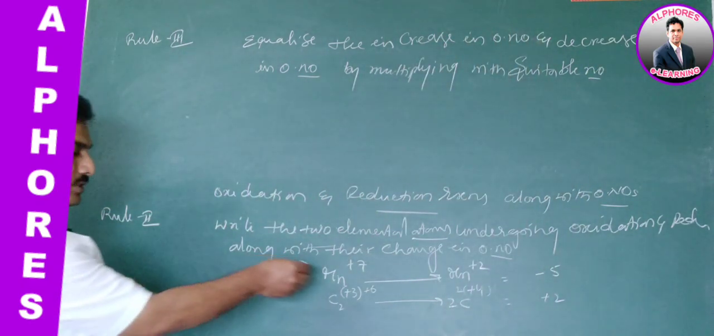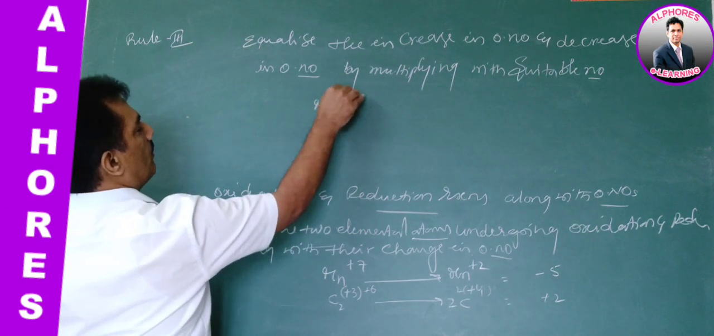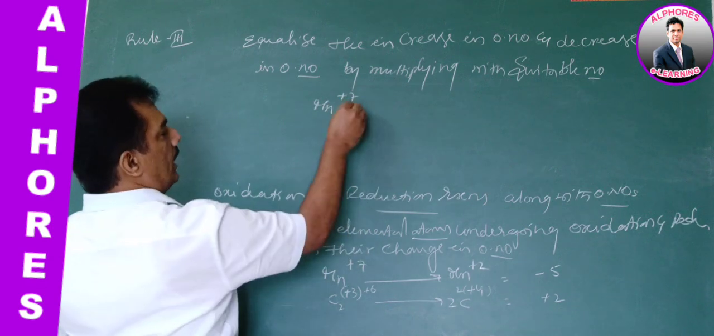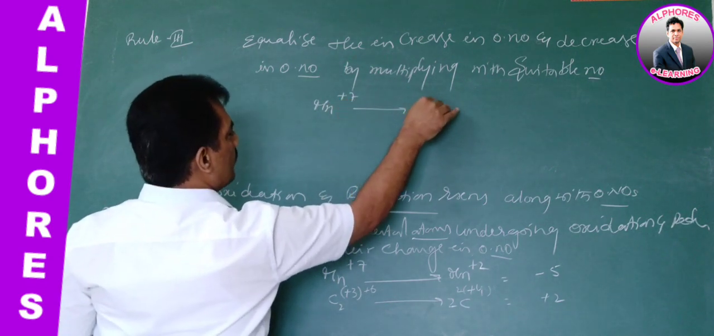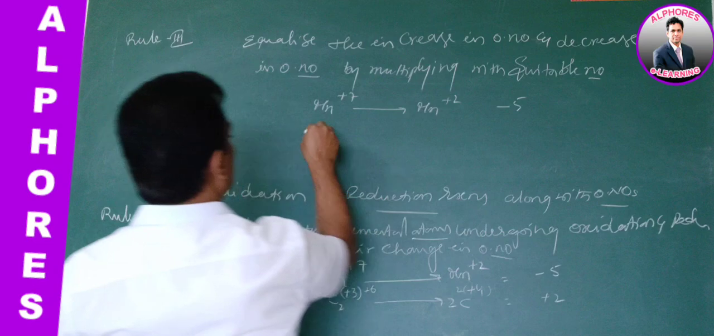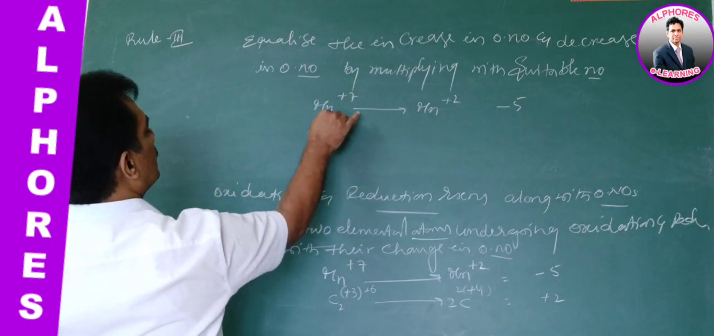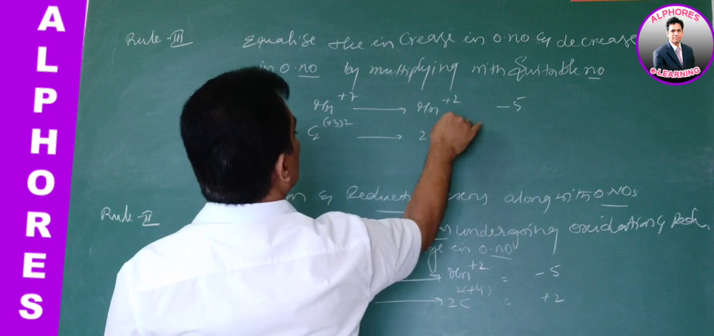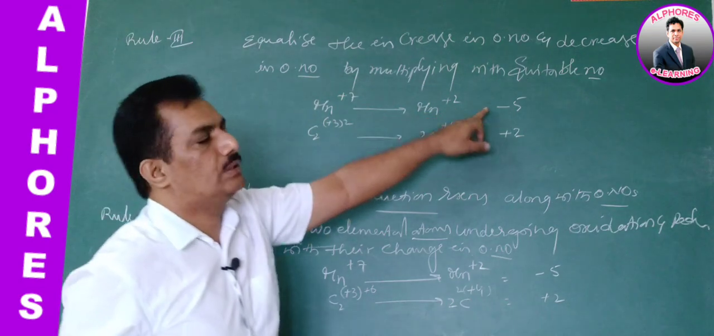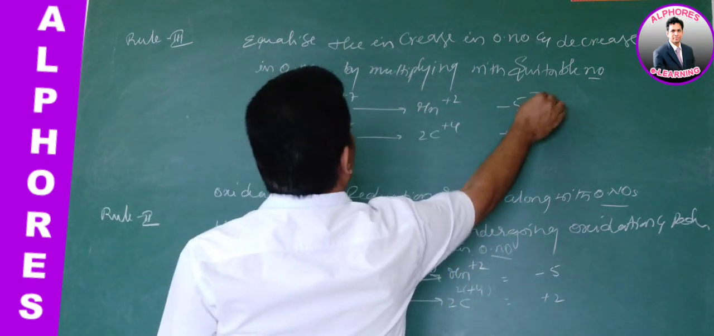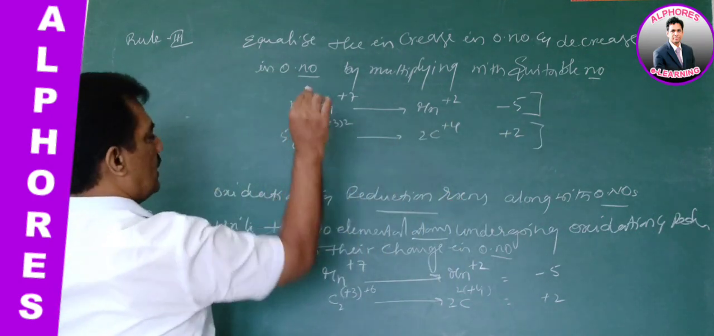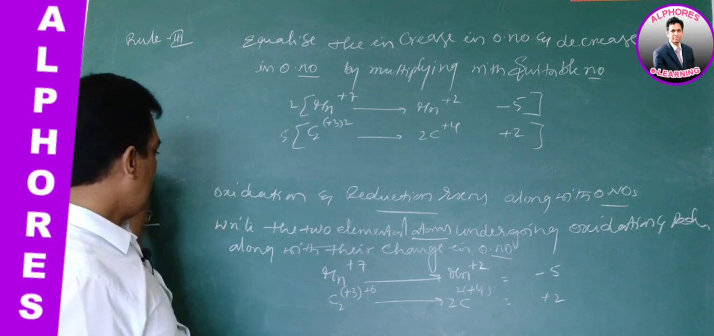Here what they are asking is, just let me write Mn plus 7. We will write the actual reaction also. Mn plus 7 giving Mn plus 2. The change is minus 5. And C2 with plus 3 into 2 giving 2C plus 4. The change is plus 2. Now we have to equalize these two changes. For that purpose, what we have to do? Multiply this total with 2. Multiply this total with 5. Only with numbers. Clear?